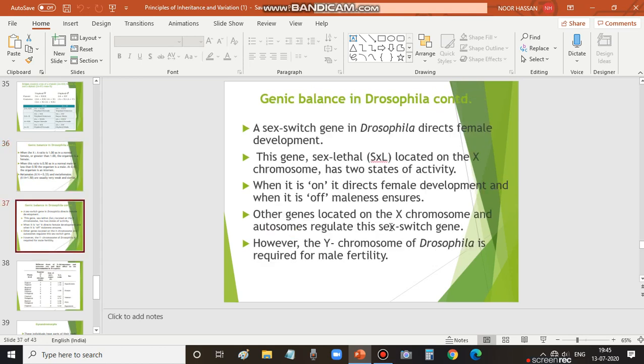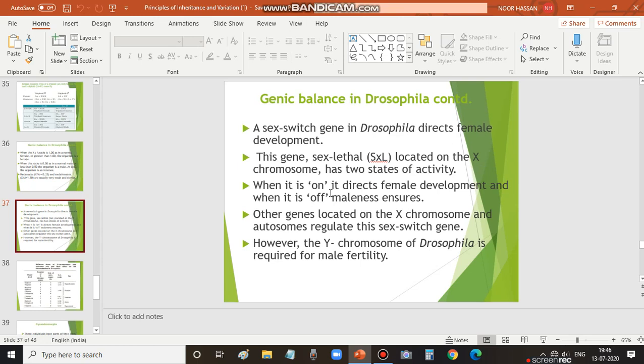Now we'll discuss the sex switch gene present in Drosophila. The sex switch gene directs female development. This gene is called the sex lethal gene, SXL. It is located on the X chromosome, and it has 2 states of activity. This special gene, SXL, is responsible for female development.